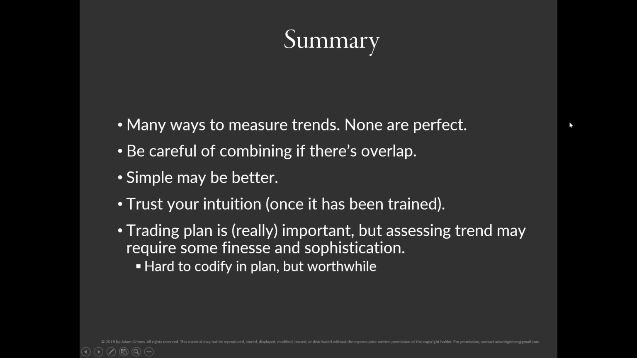Summary: many ways to measure trends, none are perfect. I focused a lot on the imperfections here, but I think that's very, very important. Do be careful of combining different ways to measure, especially if there's overlap. If you are slapping seven indicators on your charts and a bunch of trend lines, you're probably measuring the same thing with most of those indicators, and it's probably adding a lot of noise and not really adding a lot to your analysis. A lot of people discover that as they simplify, their trading gets a lot better. And that's something that I've seen over the years with my own work over and over and over again. Of course, you could oversimplify, but as many degrees of freedom as you can eliminate, the better your trading will be.